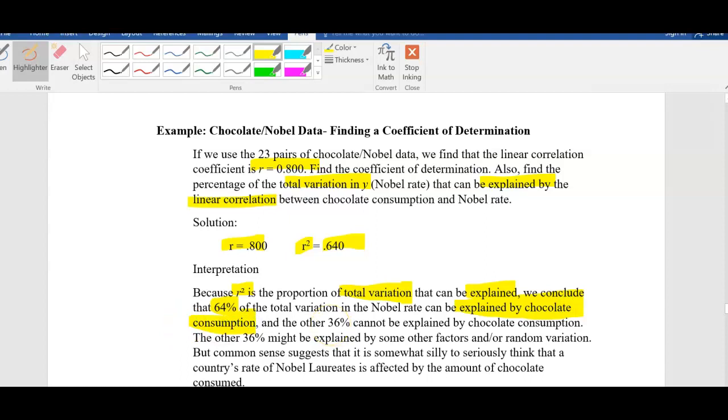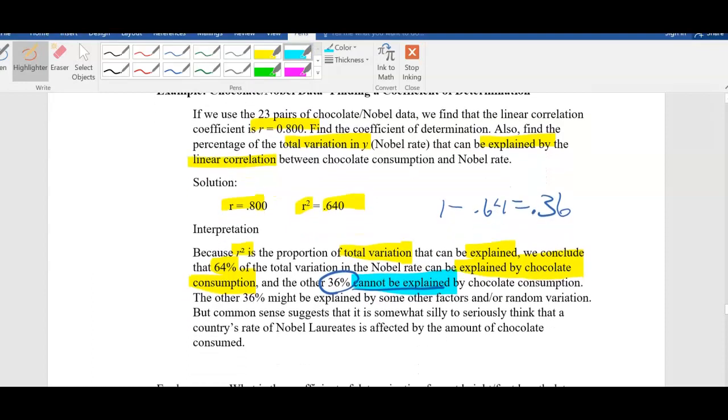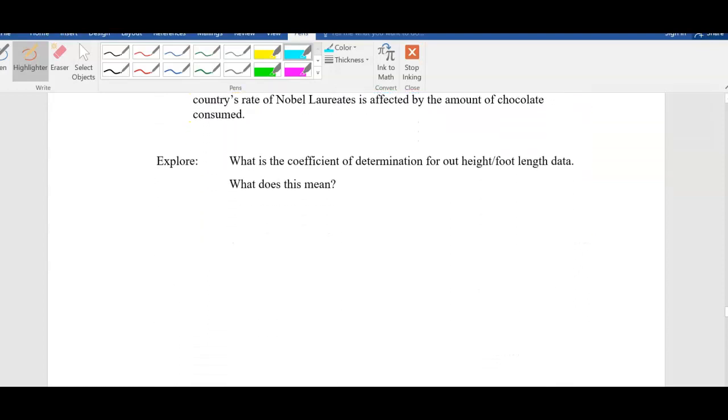So you're taking 1 minus the 0.64, which gives you 0.36. So 36% of it cannot be explained. So our line is okay. Not terrible, but not the best. All right, so I want you to calculate the coefficient of determination for the height and foot length data.